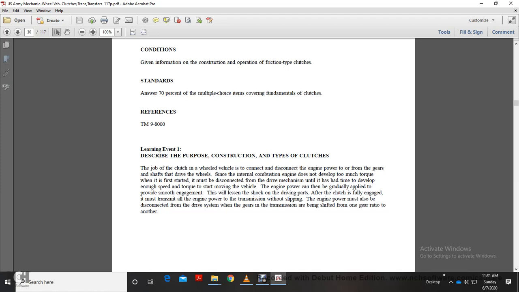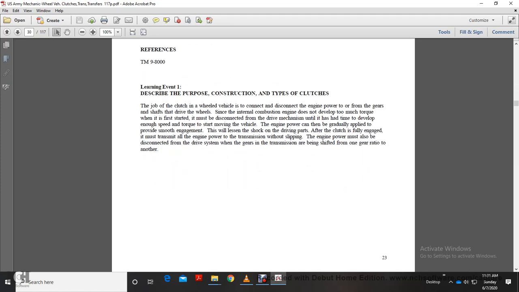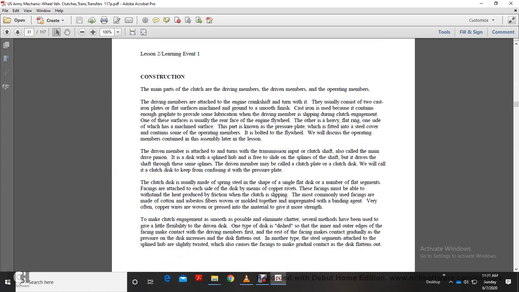The clutch must transmit engine power to the transmission without slipping. Engine power must also be disconnected from the drive system from the gear of the transmission after shifting from one gear ratio to another. Construction: the main parts of the clutch are the driving members, the driven members, and the operating members.